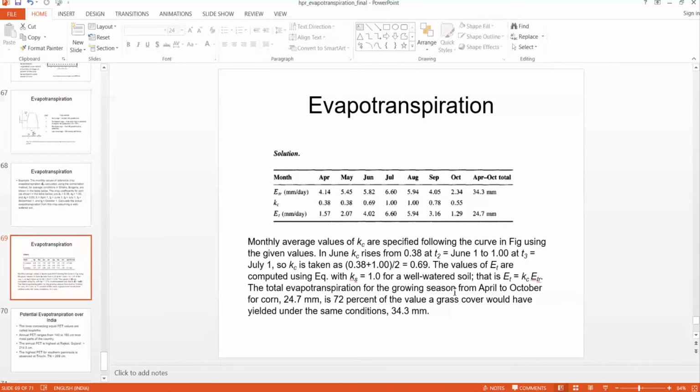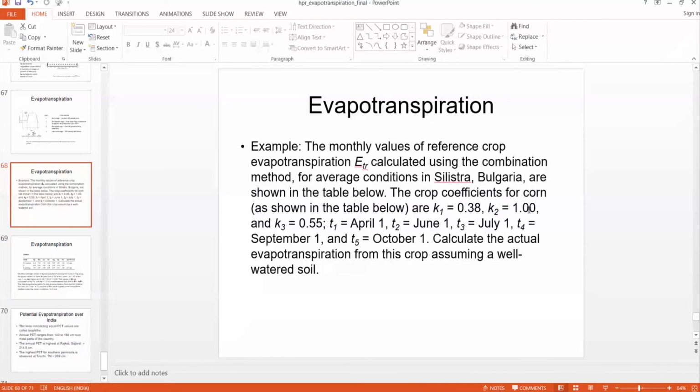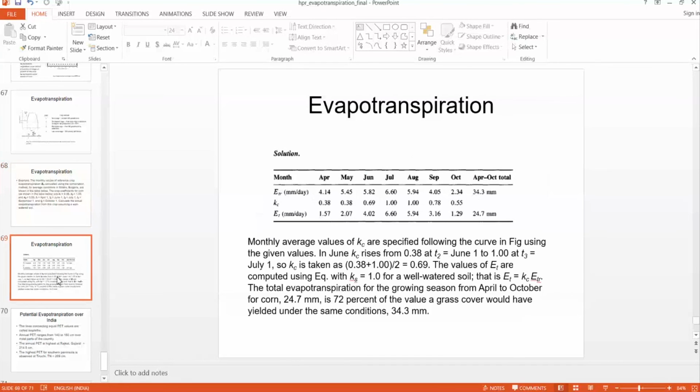Similarly, the September, that again falls in the downward slope after maturity and before harvesting. So that 0.78 is calculated as 1.00 plus 0.55 divided by 2. That gets 0.78. Okay, so now Kc values are given for each month. Then Ks value is 1.0 throughout the duration, because the water supply is not limiting.